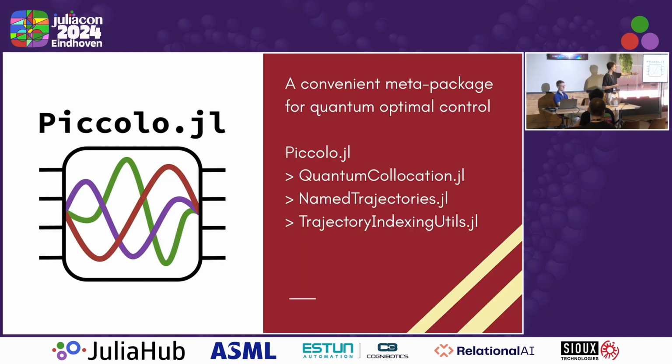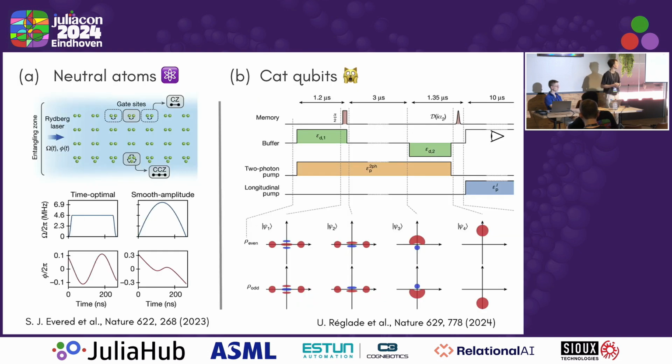I should mention, Piccolo.jl is a meta package that includes 3 sub-packages. So I recommend, if you're going to check out the documentation, QuantumCollocation.jl is where the main documentation lives. NamedTrajectories handles trajectory data, and then TrajectoryIndexingUtils is small but pretty self-explanatory.